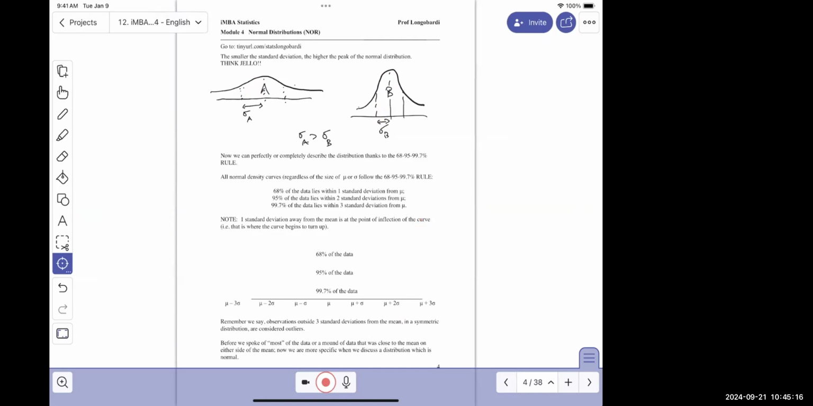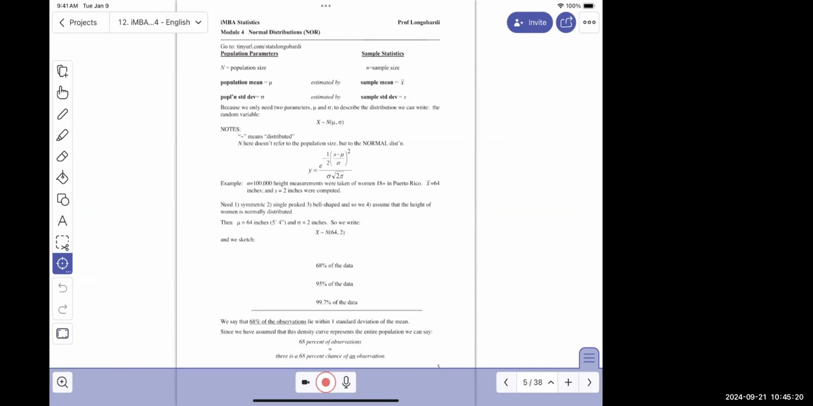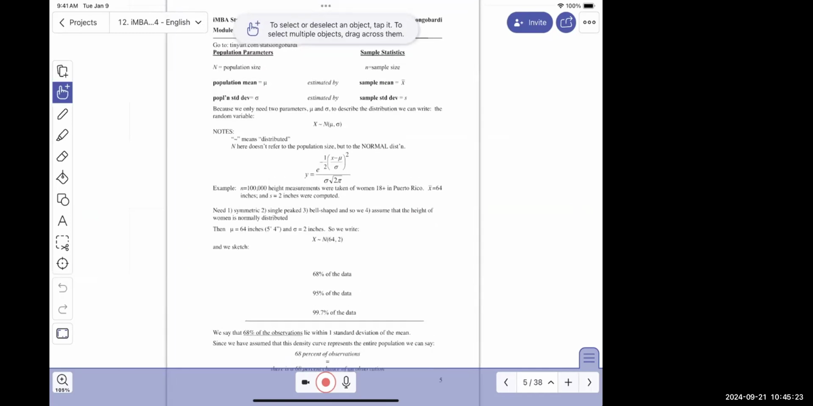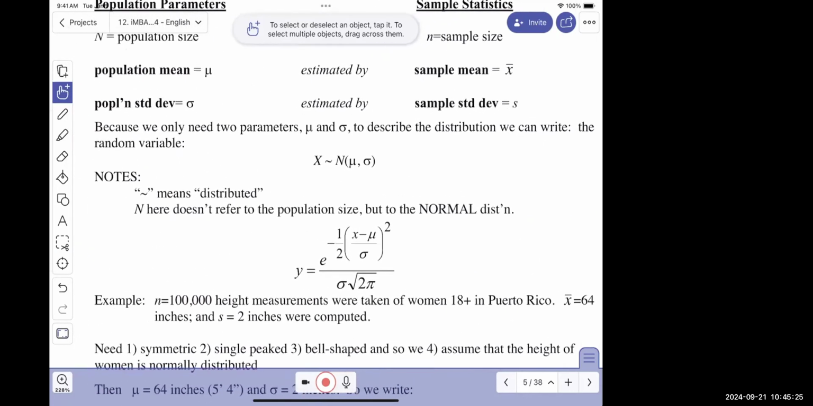Okay, then I just repeat myself here. This is known as the 68, 95, 99.7% rule. And I make a point here that this is the function for the normal distribution. This is the function. Now, I don't expect you to memorize that, but I do want you to look at it and tell me what do you see there that you recognize?